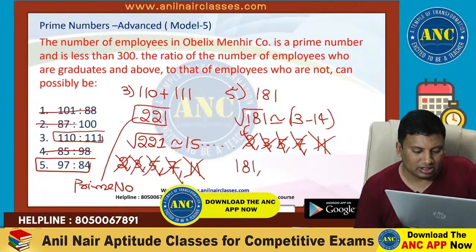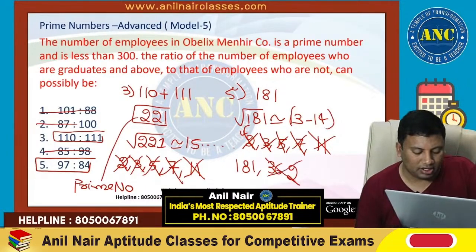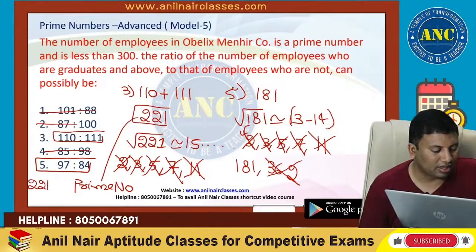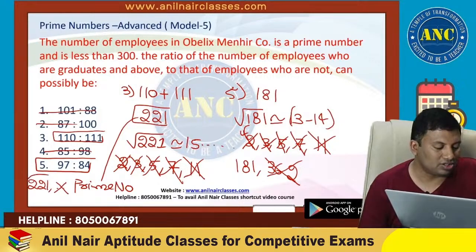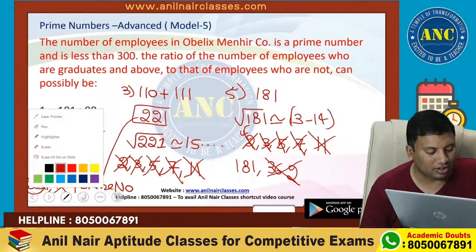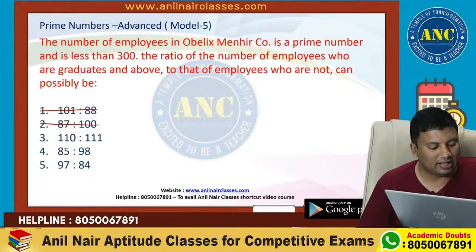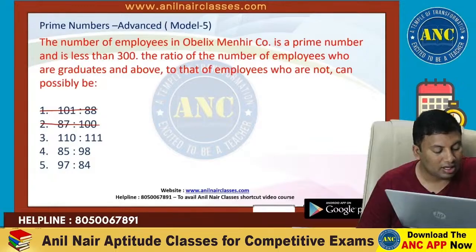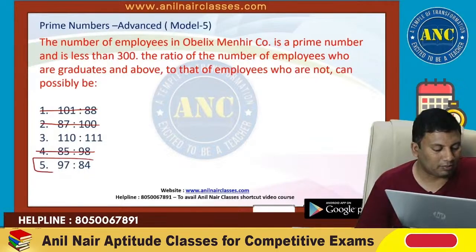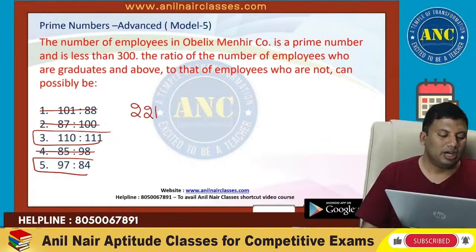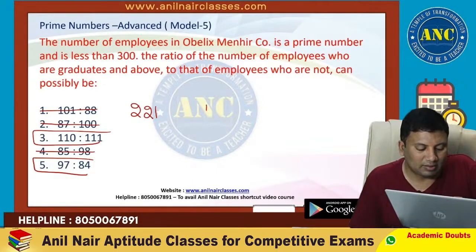Next number is 362. The number of employees should be less than 300. 110 plus 111 is 221. Next number is 442, that is also greater. So let us see, we are getting two answer options. 189 is not a prime number. 187 is not a prime number. 85 plus 98 is not a prime. 183 is not a prime number. So we are stuck in these two. Let us see if there is any number that is possible. It is 221 and 181.